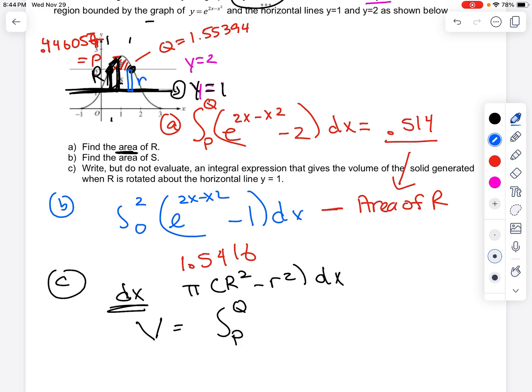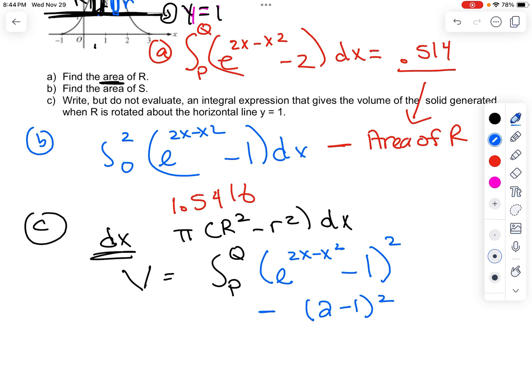So look at your big R. It's the top minus the bottom always. So the top of big R is the function, e to the 2x minus x squared. The bottom goes to 1, so minus 1. This is your big R squared. Minus, look at little r. The top of little r is just 2. The bottom of little r is 1. So there's your big R squared minus little r squared, all times dx.